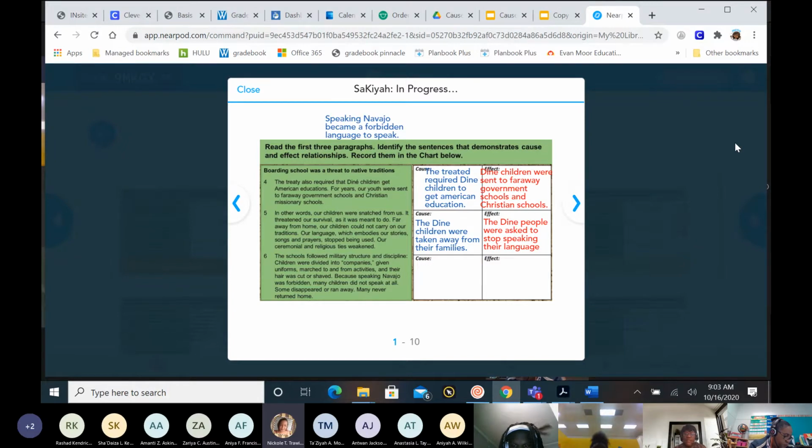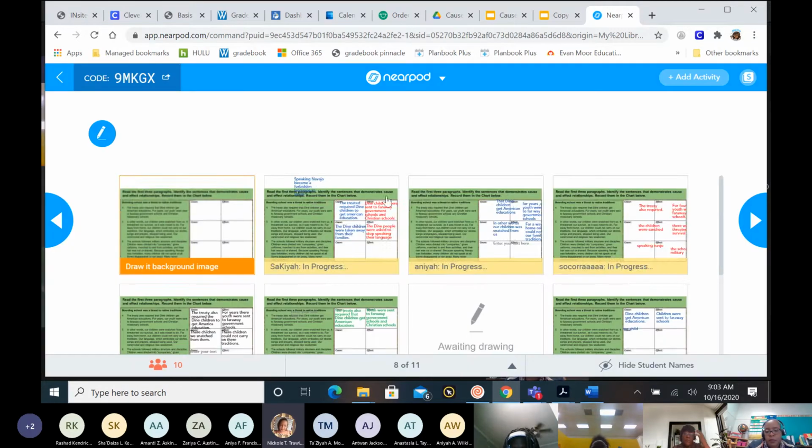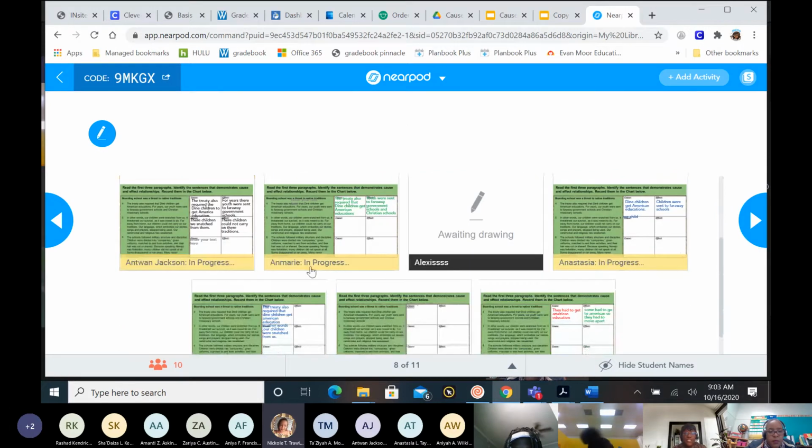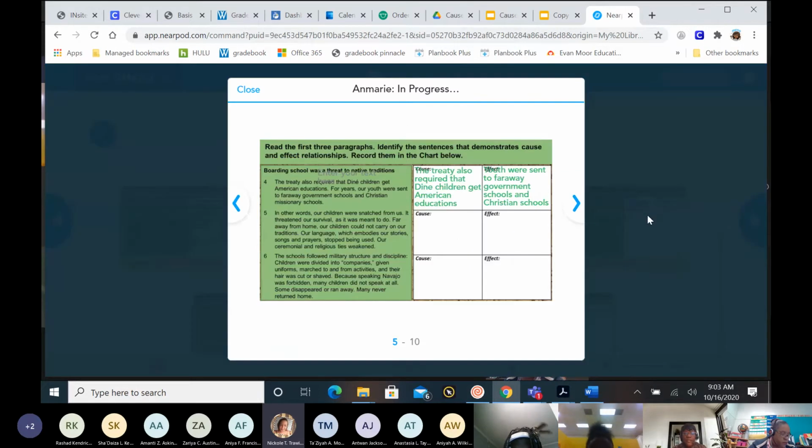Okay, it's 9:03. Tazaya, can you go ahead and give me the cause and effect for paragraph 4? It reads, the treaty also required that the children get American educations. For years, our youth were sent to faraway government schools and Christian missionary schools. So, what was the cause and effect for that paragraph?